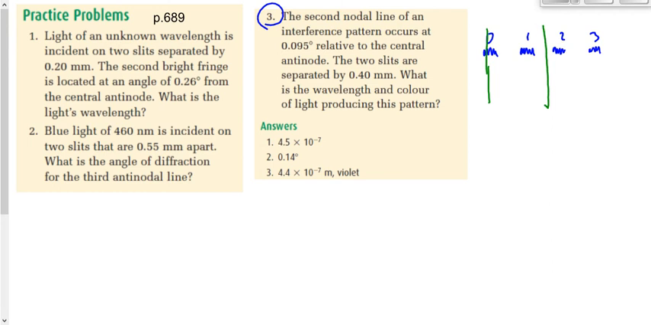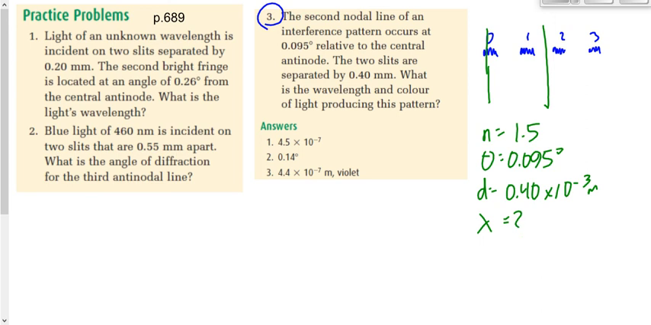A node is a dark spot. The second dark spot. What's n going to be equal to there? 1.5, good. If it was the second antinode, n would be equal to 2. We got an angle here of 0.095 degrees. The slit's separation distance is 0.40 times 10 to the minus 3. This has got to be meters. Solve for lambda. We won't worry about the color here.